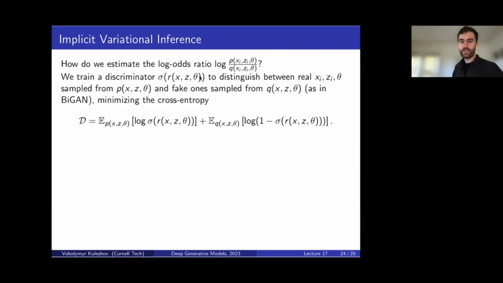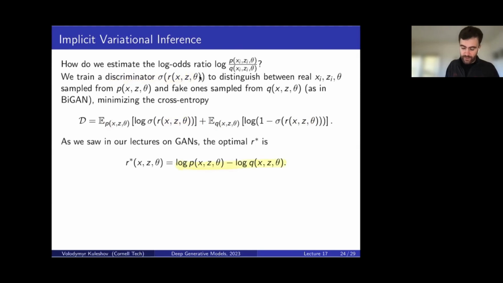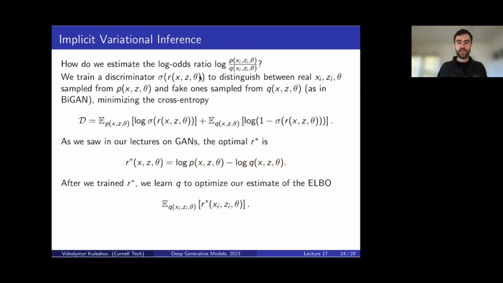And so if I were to train my discriminator, which I'm going to call R, on samples x, z, theta that come from the distribution P and the distribution Q, the optimal R that's optimizing the objective is precisely the log ratio of these two distributions. This is what we derived in our very first lecture on GANs. And so if I can learn this discriminator, then I can just plug it into my ELBO.